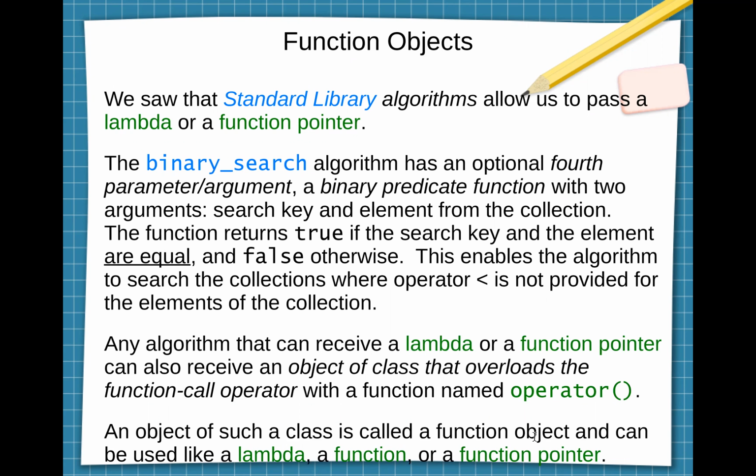So any algorithm that can receive a lambda or a function pointer can also receive an object of class that overloads the function call operator. This function, it's named operator parenthesis. It's a function call, right? But it's always associated with the class, right? With the object of the class. That's exactly when we might need, right? The binary search for a parameter. So an object of such a class is called the function object. So the object that has this operator, right? And it could be used like lambda, like a function or function pointer.